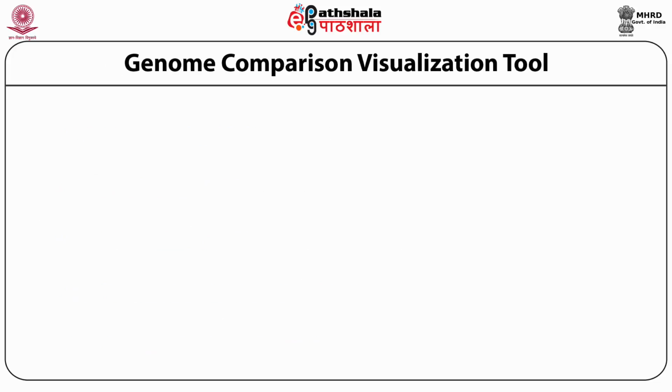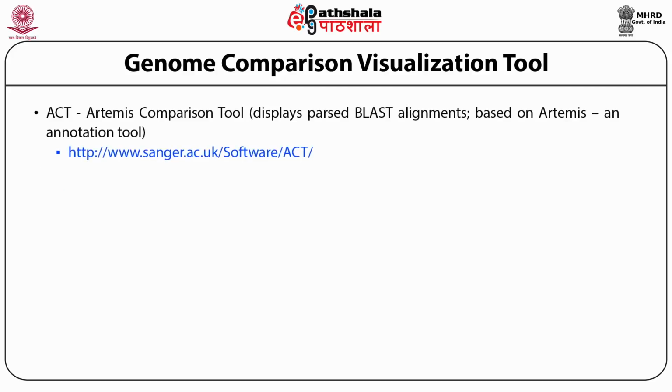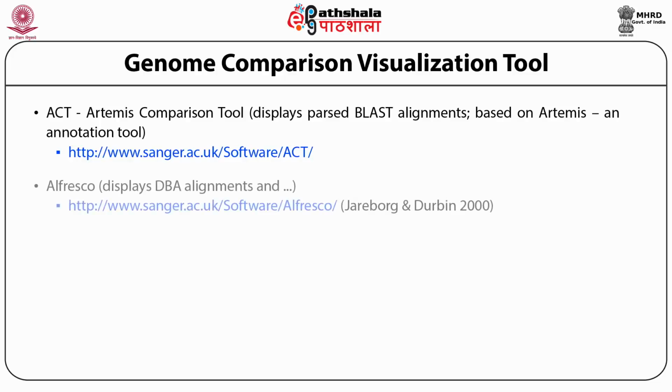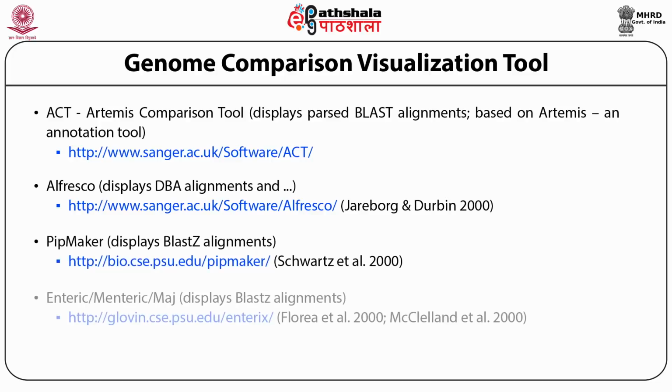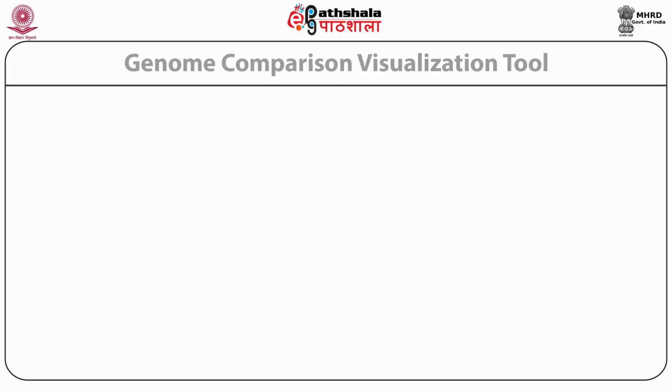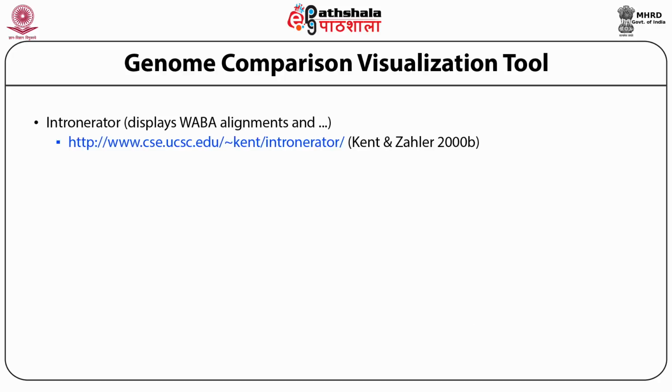We discuss genome comparison and visualization tools like ACT, the Artemis comparison tool, which displays parsed blast alignments based on Artemis, an annotation tool, and is present on the Sanger website. Then Alfresco, which displays the DBA alignment. PipMaker displays blastZ alignment. Interic displays blastZ alignment. Then Intronator displays WABA alignment.